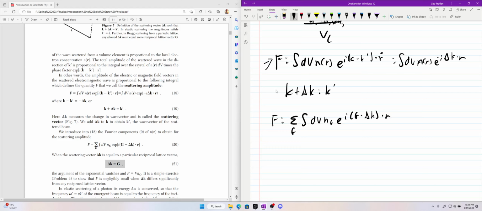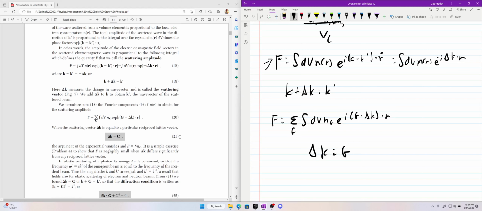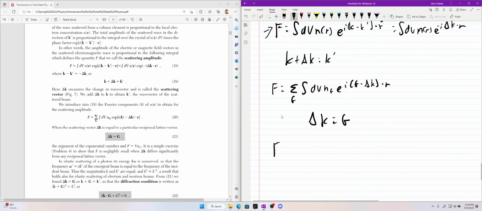When the scattering vector delta k is equal to a reciprocal lattice vector, so when delta k equals G, the argument of the exponential vanishes, and F is then equal to just V times n of G, the volume, because these two are equal. So we have 0 there, e to the 0 is just 1, so we have the integral of dV times n of G, which is just V times n of G.